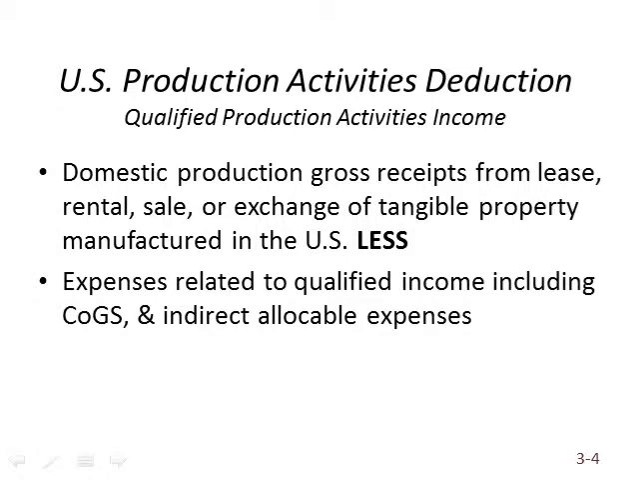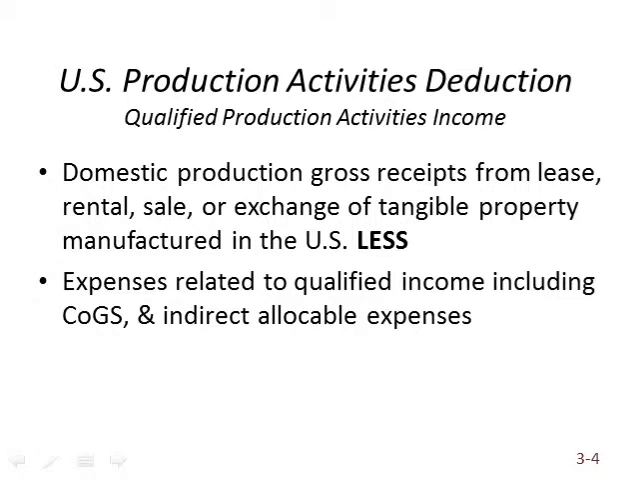And so when we're talking about the activities income that we apply the 9% to, we're really talking about domestic production gross receipts. And this includes receipts from the lease, rental, license, sale, exchange, or other dispositions of qualified production property, that is tangible property, computer software, and sound recordings that are manufactured, produced, grown, or extracted in whole or in part within the United States, or gross receipts from qualified film production, or gross receipts from electricity, natural gas, or potable water produced within the United States.